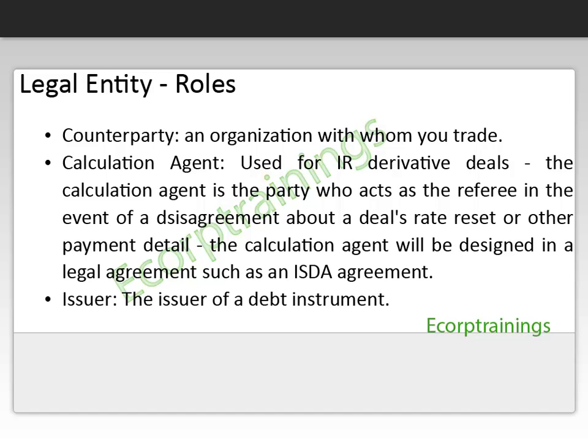The calculation agent is the party who acts as the referee in the event of a disagreement about a deal's rate reset or other payment detail. The calculation agent will be designated in a legal agreement, such as an ISDA agreement. Issuer, the issuer of a debt instrument. Used in the issuance trade window and bond definition.